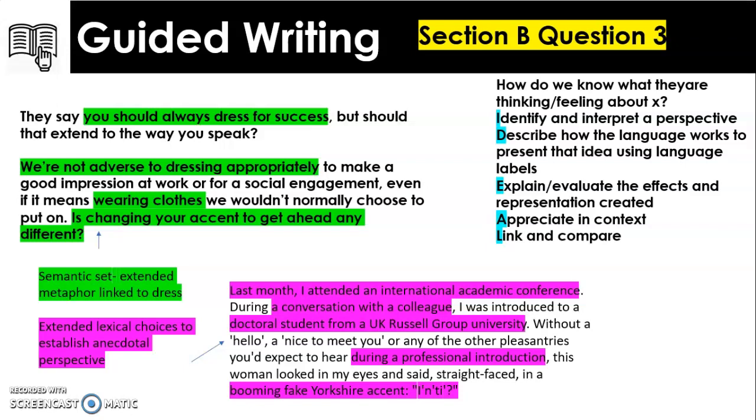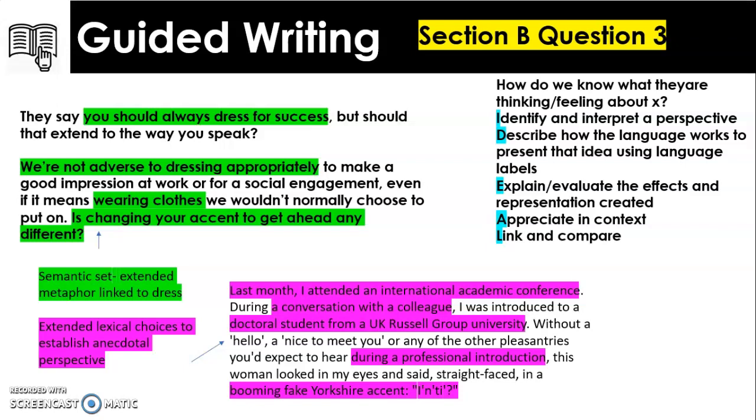Then we've got this final interrogative, so this repeated structure of three questions at least, one in the standfirst, one in that first sentence, and again in this opening section. "Is changing your accent to get ahead any different?" Now you could argue she's saying the same thing in three different ways. That doesn't mean she's repetitive, that means she's emphatic. She's emphatically stressing this question. She really wants us thinking about this, okay?